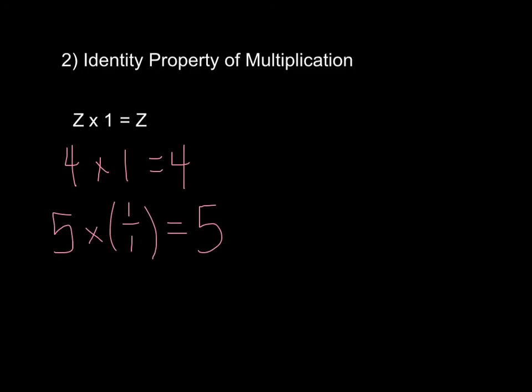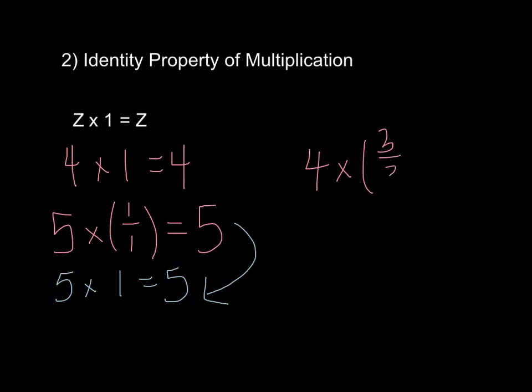Now if you look at this example, you see that I'm multiplying 5 times 1 over 1, and I still get 5. The reason this works as the identity property is because 1 divided by 1 is still just 1. So another way to write this exact same thing is 5 times 1 equals 5. Let's do another example. You have 4 times 3 over 3, and you still get 4.